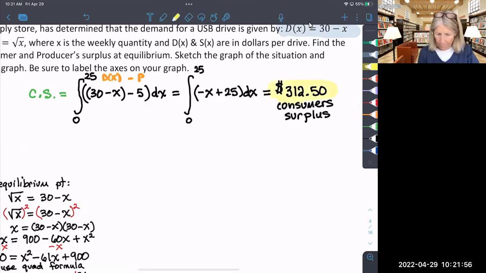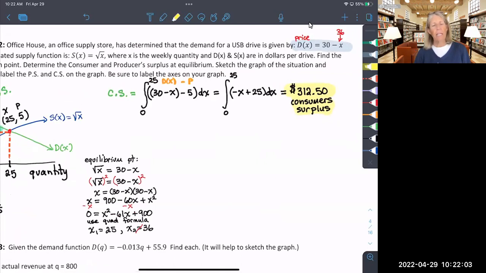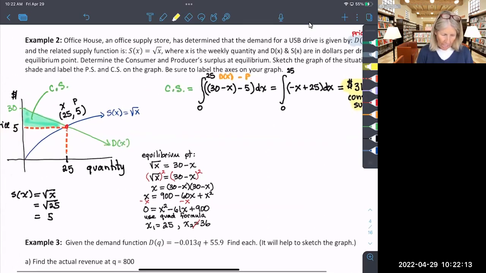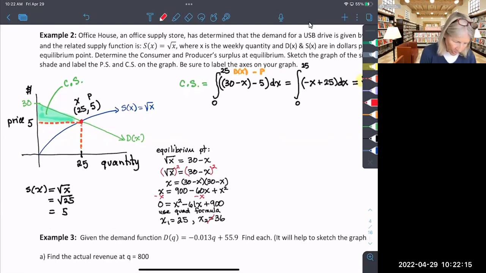Okay. And again, the work I show is just setting up the integral. So I'll always ask you to set up the integral, and then you can use your calculator to evaluate it. Okay, let's get the producer's surplus. So let me go over here on the graph again and shade where that is at. So the producer's surplus is this area below the price function, but above that supply line. So this area in red here, I'm going to label that as my producer's surplus.